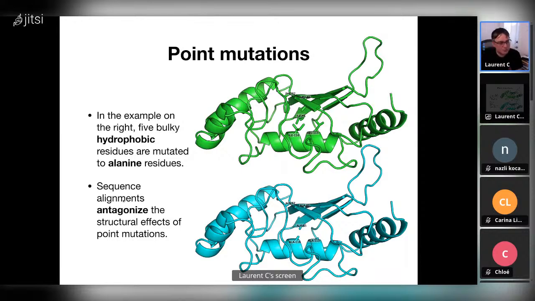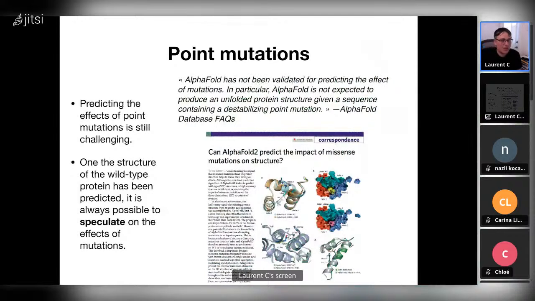Some groups have experimented with this. Can we use AlphaFold to predict mutations? In certain cases, under strict conditions, maybe you can predict the effects, but in a lot of cases, you have to be prudent with what you do. But that doesn't prevent you from looking at the structure of the wild-type protein and speculating on the potential effects of mutations.